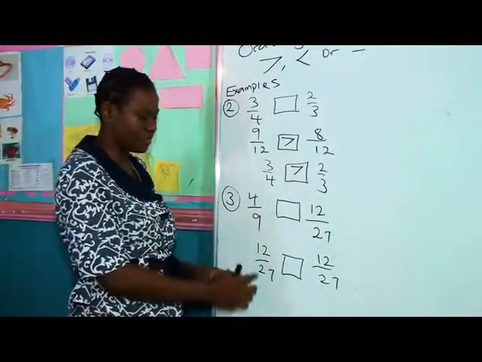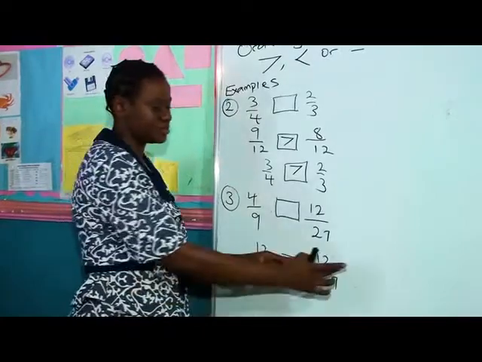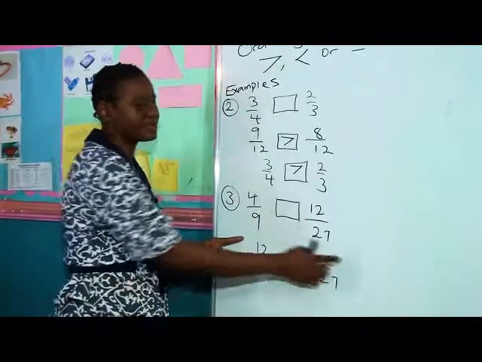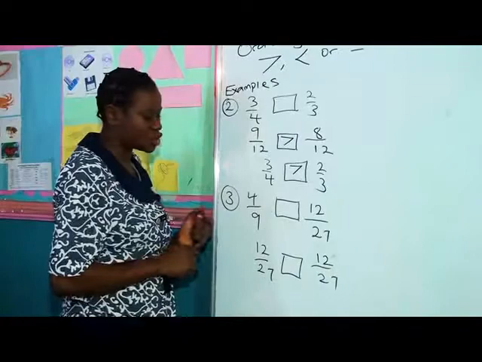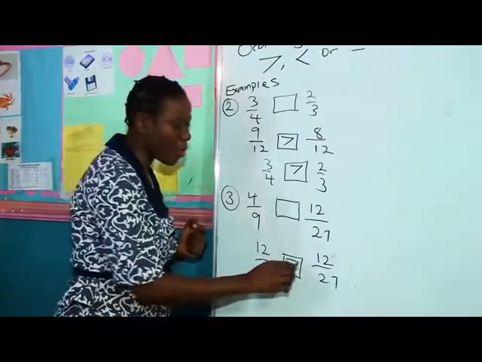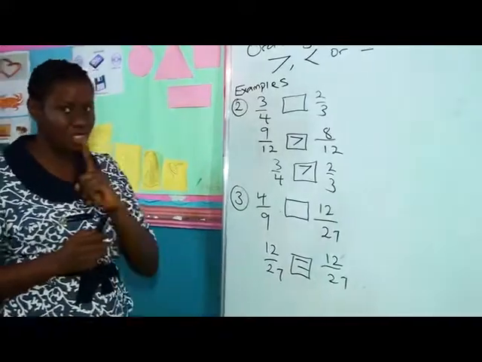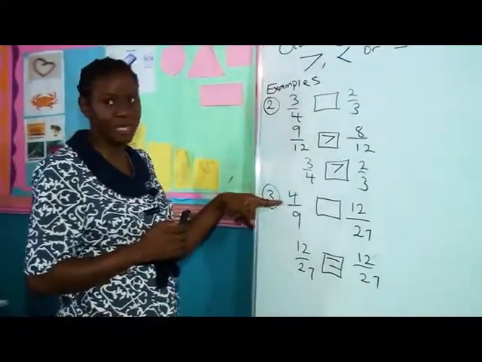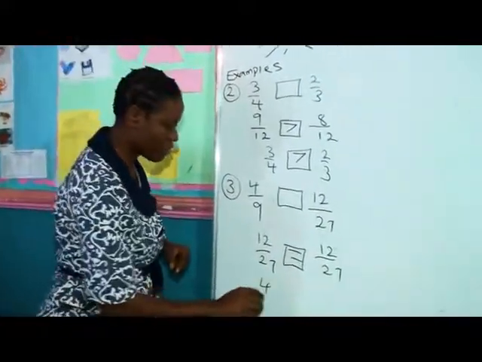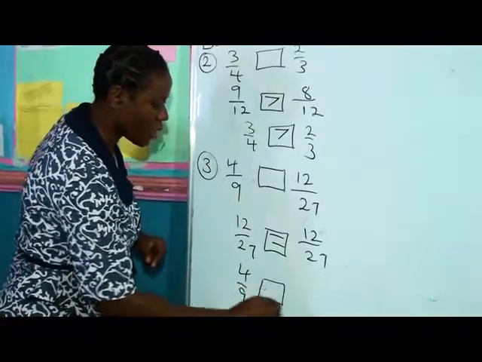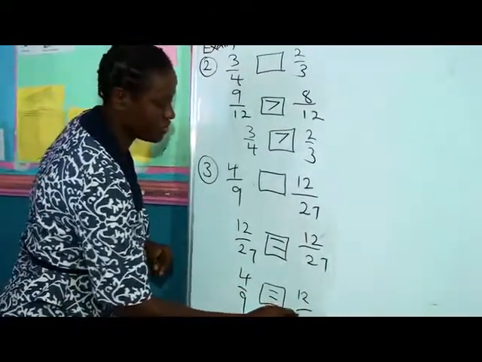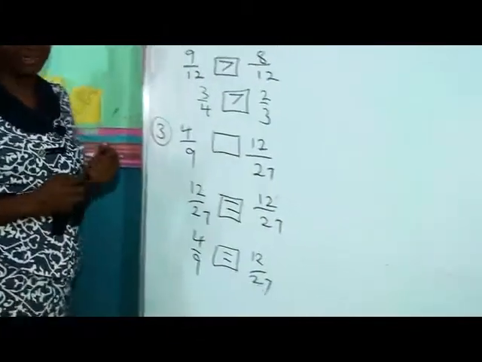Now, I have 12 over 27 and 12 over 27, they are the same. So I say 12 over 27 is equal to 12 over 27. Remember, that is not the original question. So I have to change back to the original question. 4 over 9 is equal to 12 over 27. I hope you got that.